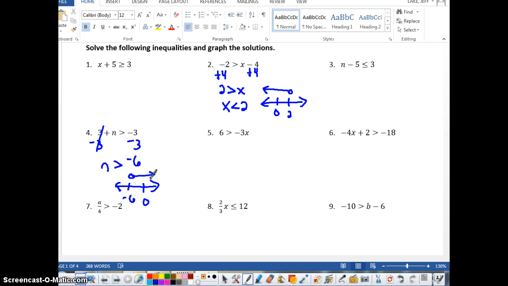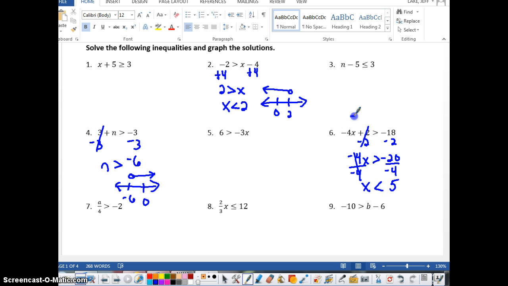Number 6, we're going to have 2 steps here to get rid of the negative 4 and the 2. First, you subtract your 2. So you get negative 4x is greater than negative 20. Divide by your negative 4. Now, you have to be careful. When you divide, especially by negative, you have to remember to flip your inequality sign. So this is going to be x is less than positive 5.